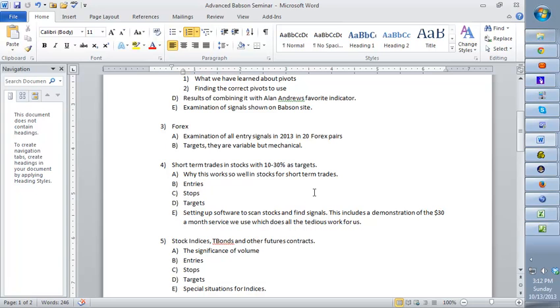And just give you the simple things that I find is useful for that. What we're also going to do is we're going to talk about setting up software to scan stocks and find signals. Now I'm going to show you exactly what I do. And what I do is I use a service that costs me $30 a month. It's an outside firm. And if you use their service, fine. If you use TradeStation or something else, that's fine too.